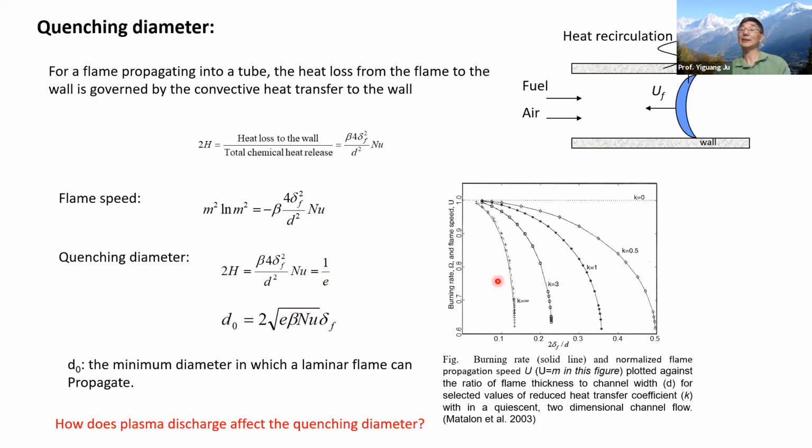Again, this is a computation by Professor Matalon, I think, where they compare the theory with a computation. So how does plasma do that? Well, plasma cannot do the flame chemistry again, but plasma can get heating into the system and suppress the quenching limit, because plasma can penetrate at a length scale of the Debye length, which is much, much smaller than the quenching diameter of a flame.